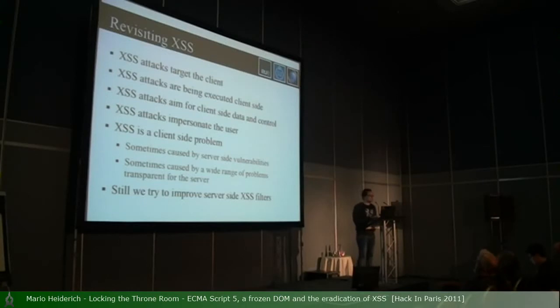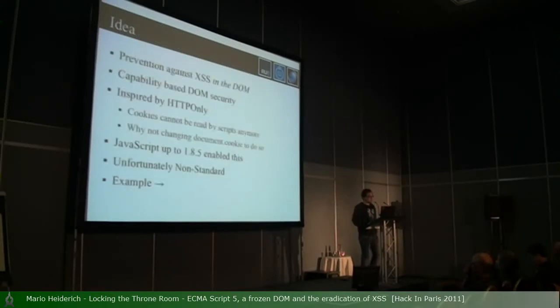It's nothing to do with network security, server security, operating system security. It's exclusively a client-side problem. Sometimes it's caused by server-side vulns and stuff like that, but it happens on the client. But still we try to improve server-side filters, which is completely useless in my opinion. So my idea was to define a different approach of actually tackling XSS. And my idea was to implement some prevention against XSS attacks in the DOM itself, in the document object model.